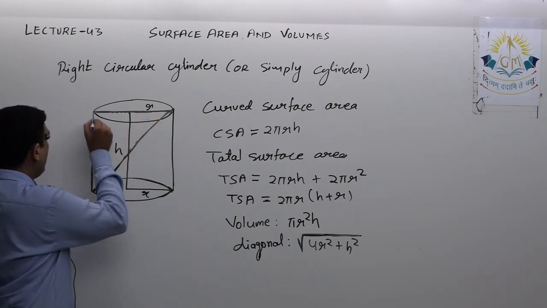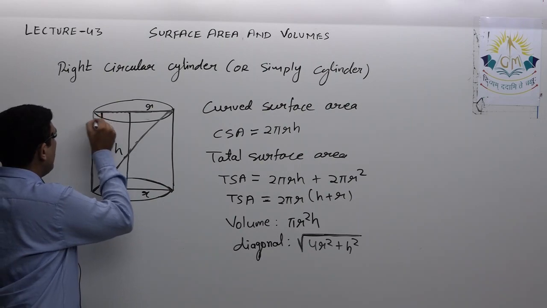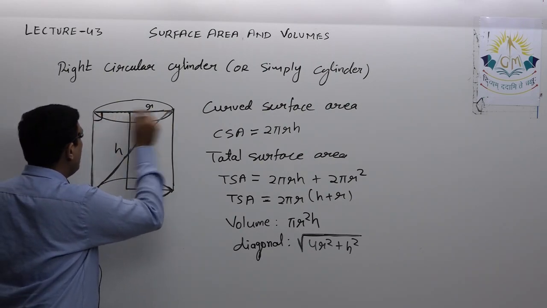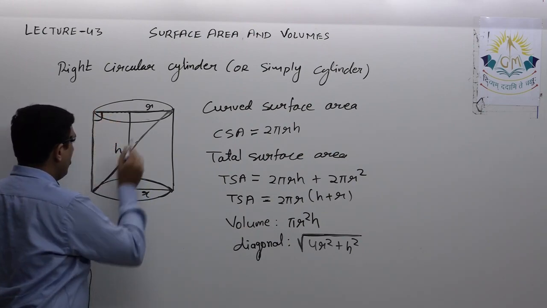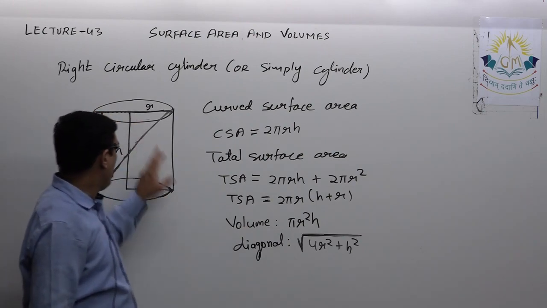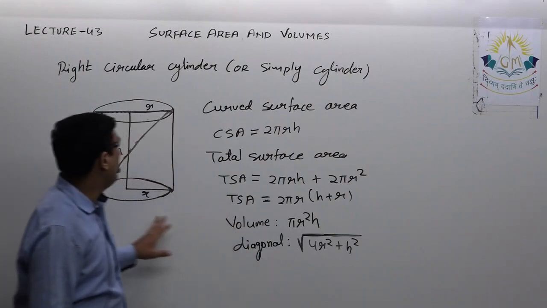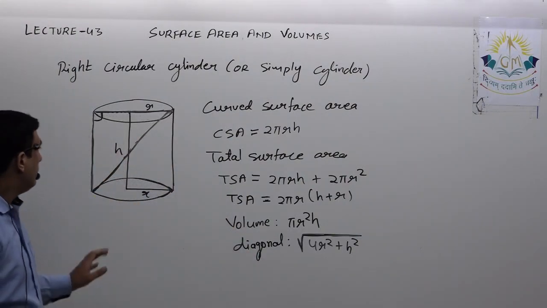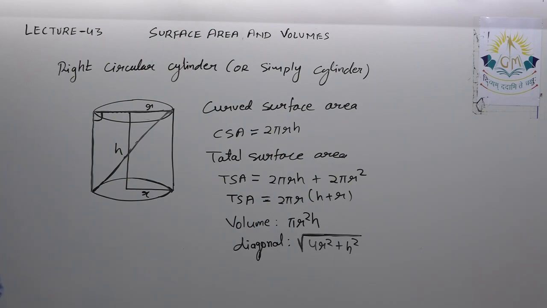Okay, simply I applied the Pythagoras theorem because it's a right circular cylinder, so this angle is 90 degrees. So (2r) squared plus height squared, the square root of 4r squared plus h squared, is the diagonal or the longest rod that can be kept inside a cylinder. So note it down, then we'll see the hollow cylinder. Then we'll see the formulas related to hollow cylinder.